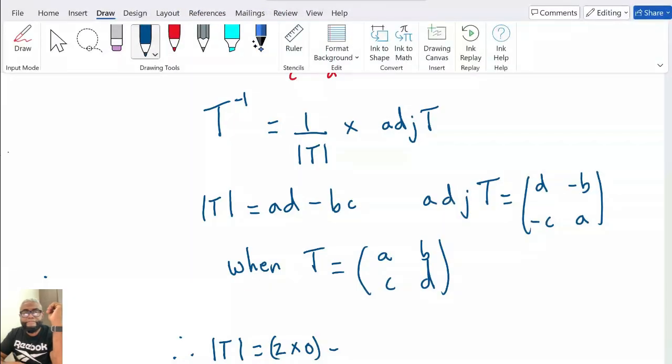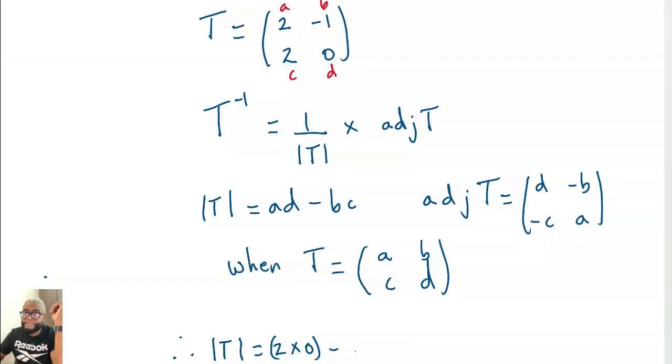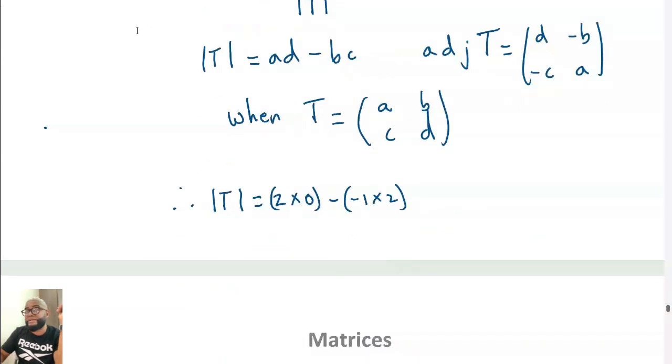So, right. What is B? B is negative 1. And what is C? 2. Right? So somebody give me what my determinant is. Anybody worked it? Positive 2. Right? Because 2 by 0 is 0. 0 minus negative 1 by 2 will be negative 2. 0 minus negative 2 will give me positive 2. So this here is my determinant of t.